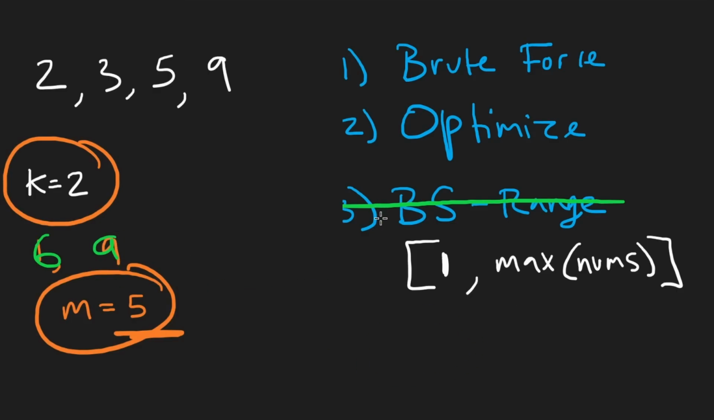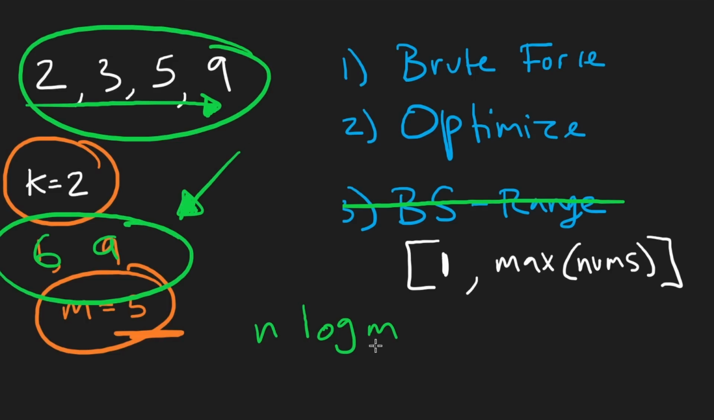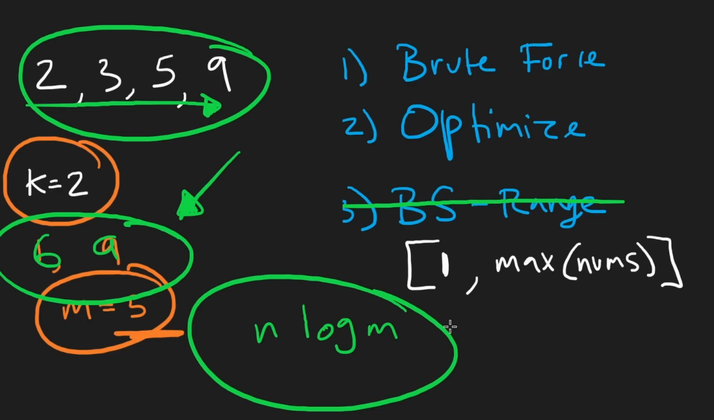So the time complexity of this is going to be n, because we're going to have to scan through the input every step of the binary search, and log of m, because if you remember, the size of our range is going to be determined by the max value in the input. So that's what my m here is. This is going to be the overall time complexity. I believe the space complexity should be constant.